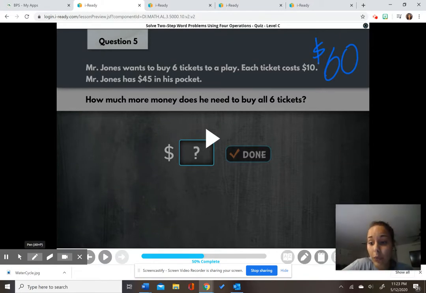However, he only has $45. So how far away is he from his goal? That's all you're going to tell me. How far away is it? We couldn't figure out this question until we knew how much he needed. So that was why I did that step first. We have to know how much he needs, then how far he is away from it. Okay?